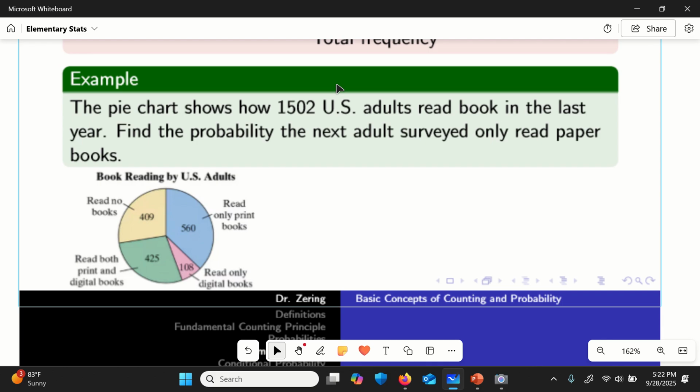So this pie chart is found on page 135 in our book. The pie chart shows how 1,502 adults have been surveyed and asked, how did you read books in the last year? So 409 said they read no books. 560 people read only paper books printed. 425 read both printed and digital books, and a little over 100 people read only digital books.